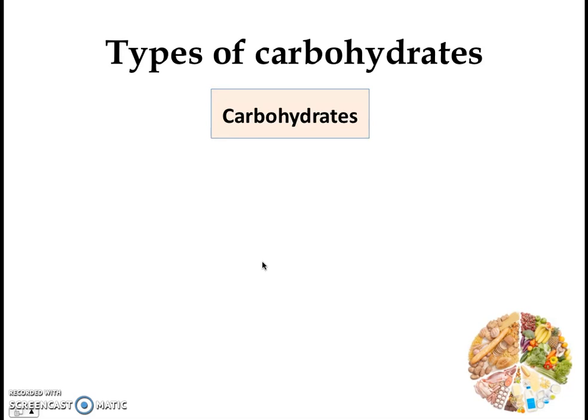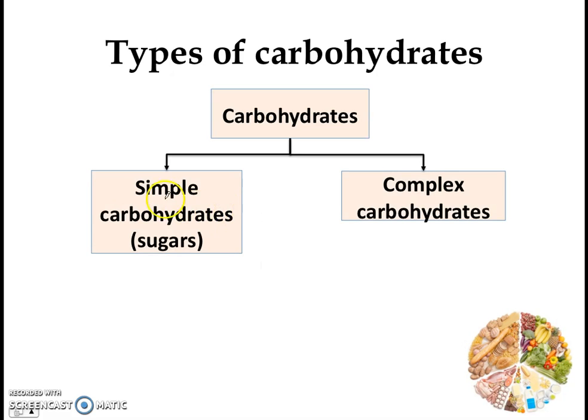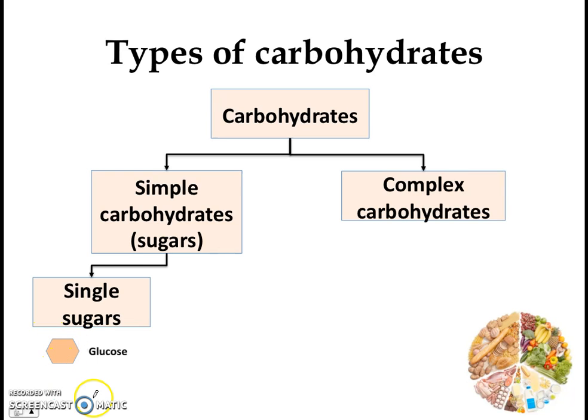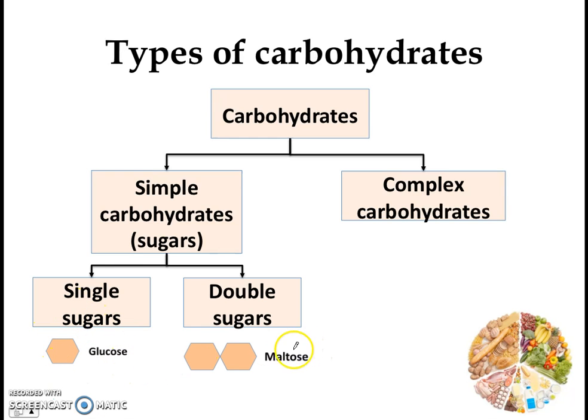We have all carbohydrates can be divided into simple carbohydrates and complex carbohydrates. Right, and we can further divide simple carbohydrates into 2 groups. We can divide it into single sugars, like glucose, 1 ring, or double sugars, like maltose, 2 rings. And in complex carbohydrates, we have very large, very, very large molecules like starch. So just get familiar with this big picture first, before we zoom in on each type of carbohydrate.